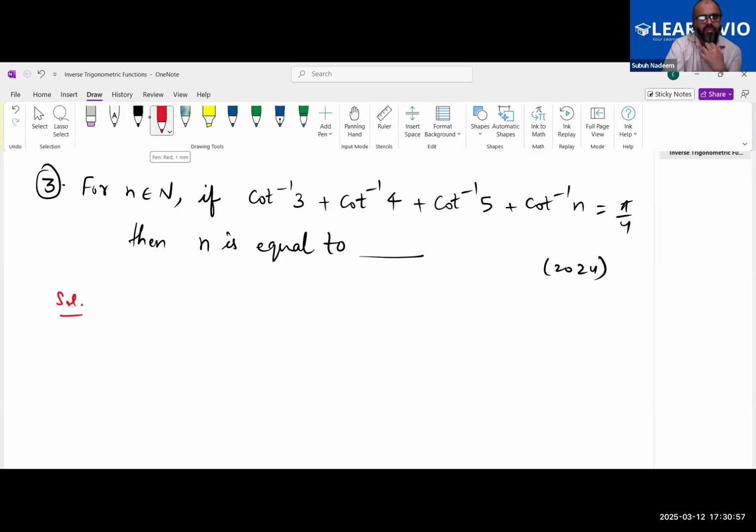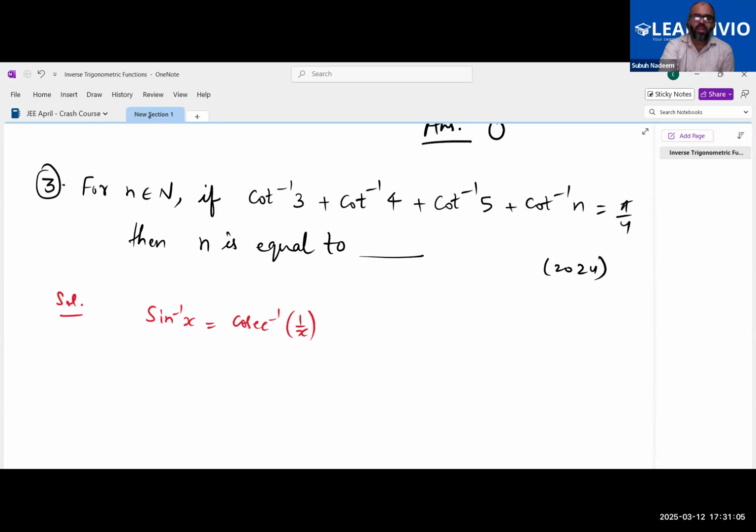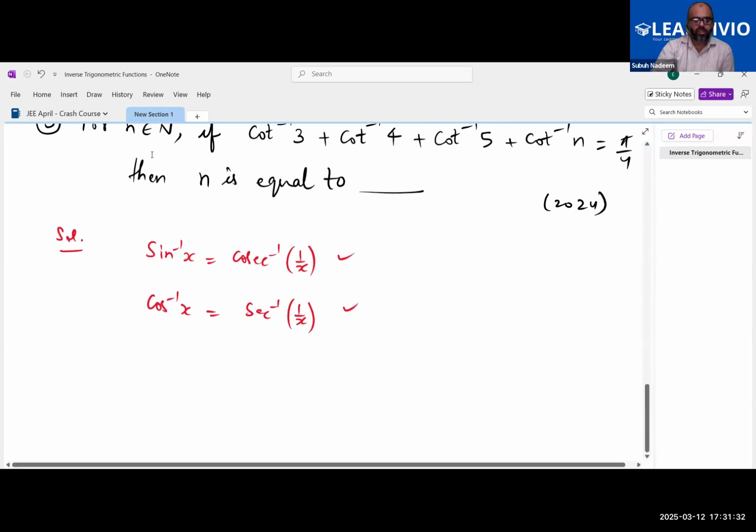if you remember, sine inverse x is equal to cosec inverse 1 by x. Both have the same principal value, only that cosec inverse does not include 0. So both have minus pi by 2 to pi by 2. This is a relation. And then we have the relation that cos inverse x is equal to sec inverse 1 by x. They also have the same principal value, 0 to pi. Sec inverse does not include pi by 2 in between, so that we will not take into consideration.